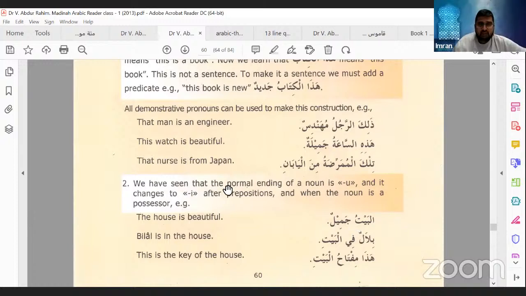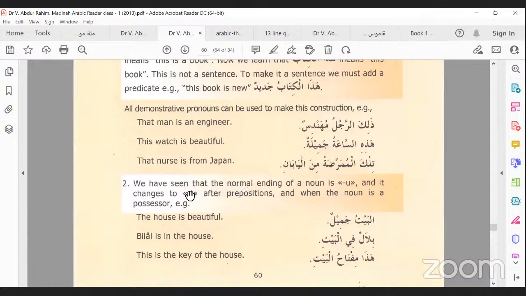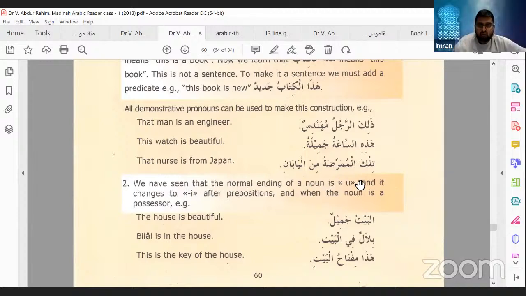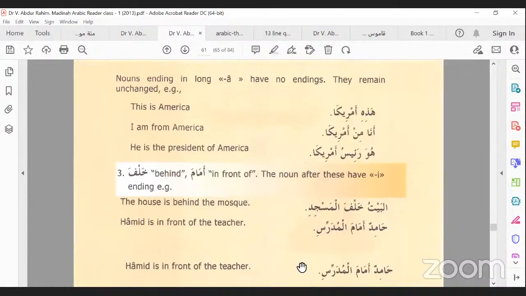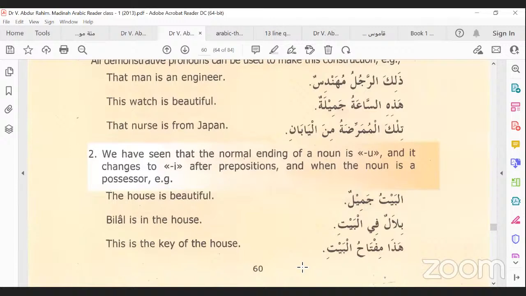Al-Baytu. This one. We have seen that the normal ending of a noun is U, sounding U, and it changes to I after prepositions. And when the noun is a possessor, for example, the house is beautiful, Al-Baytu Jamilun. So tun changes into you, like you sound.